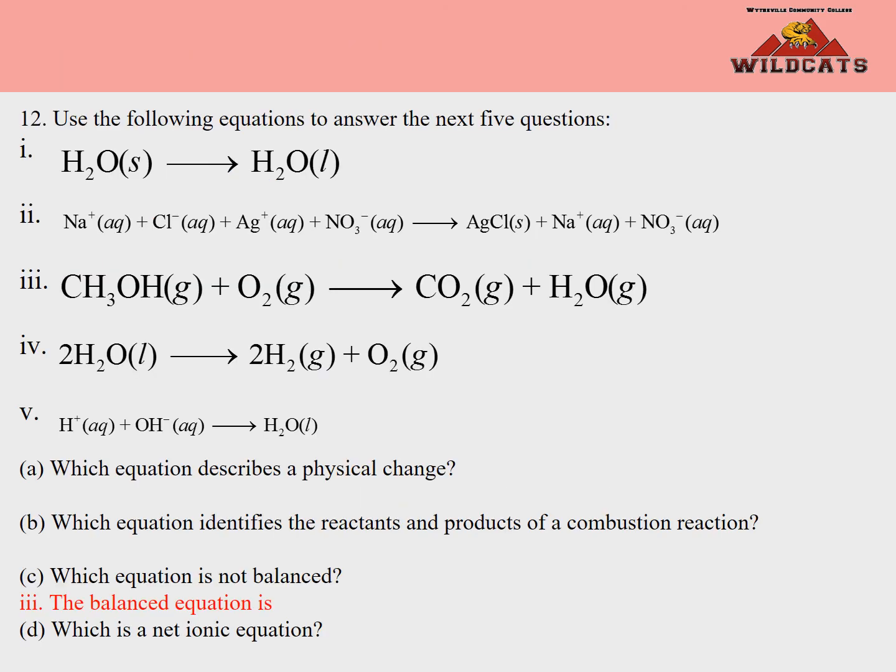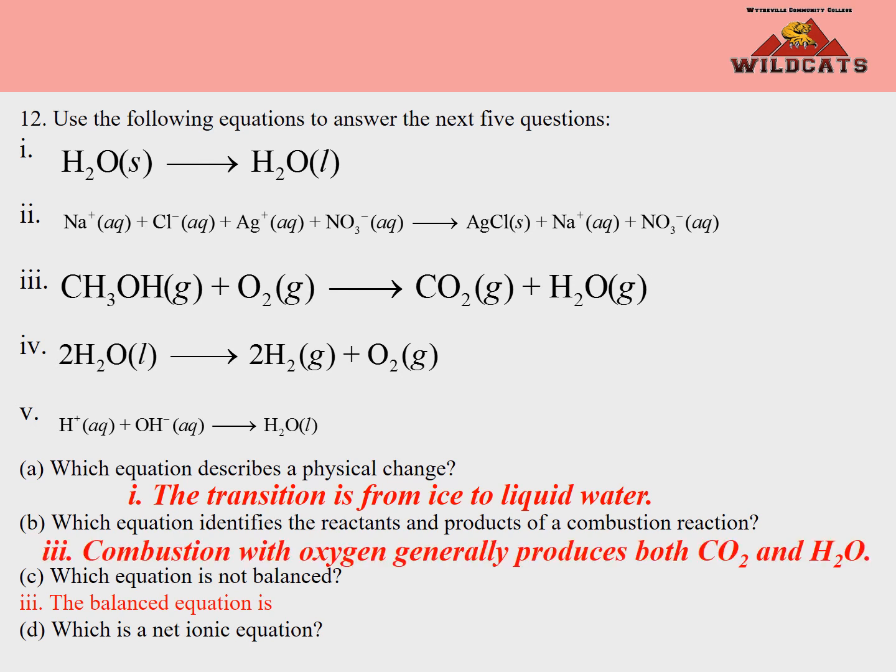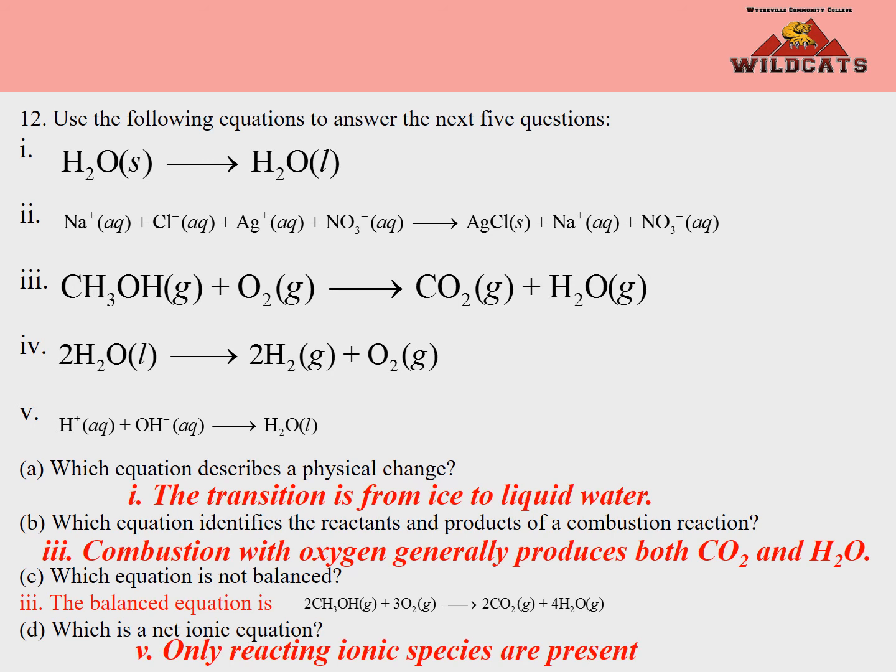So we'll take a look at question number 12. It says, using the following equations, we need to find one that's a physical change, and that's A because it's going from ice to liquid water. Combustion reaction, it is 3 because if you notice, it's got oxygen and it also produces both CO2 and H2O. The one that's not balanced is 3, so there's our balanced equation. And the net ionic equation is number 5, because only reacting ionic species are present.